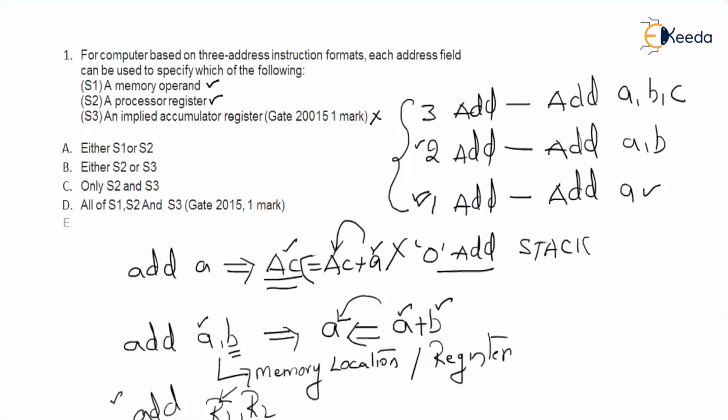Implicit accumulator register can never be specified as a part of the instruction. You can only see the presence of the accumulator in one address instruction, that too implicitly. By default, we need to imagine that the accumulator is an implicit operand. So here the answer is S1 or S2.